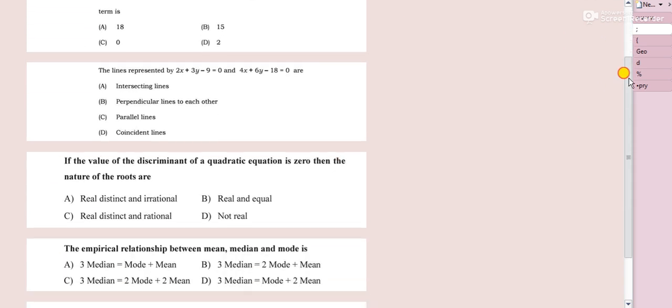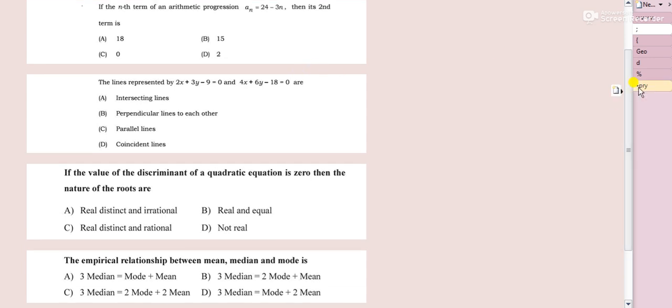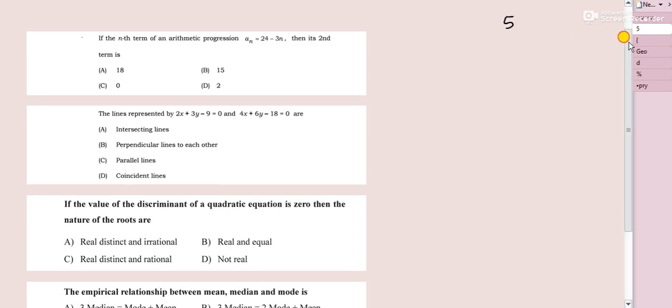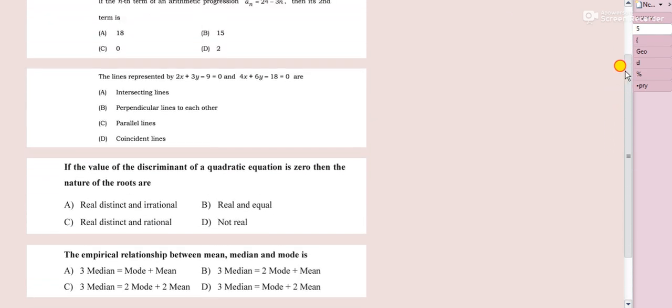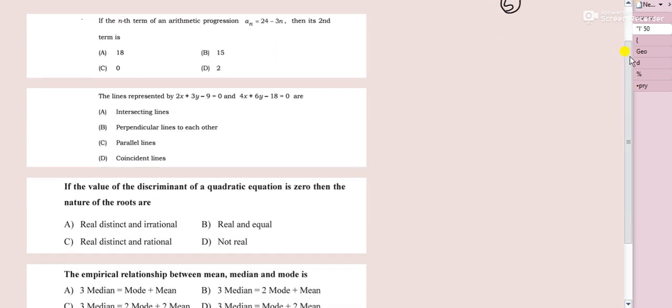So see, here I have taken five multiple choice questions, 1 2 3 4 5. So 5 marks you can get in your final exam from multiple choice. 4 plus 1 multiple choice question plus 1 mark question I have taken. So that will be a total of 5 marks. So let us start without wasting our time.